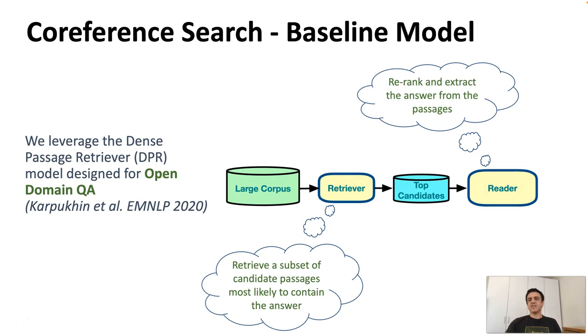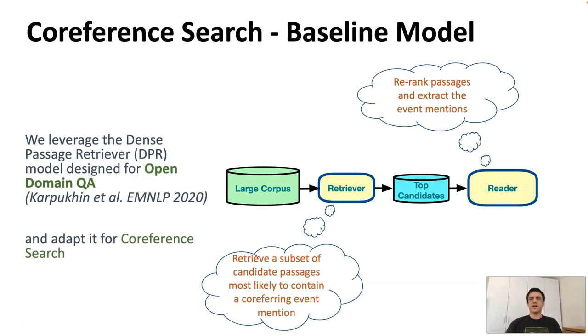The dense passage retrieval model is comprised of two distinct components: a retriever, responsible for efficiently extracting a subset of passages most likely to contain the answer from the large document collection, and a reader component responsible for re-ranking the retrieved passages and extracting the answers from each one of them. Similarly, we would like to adjust the DPR model.